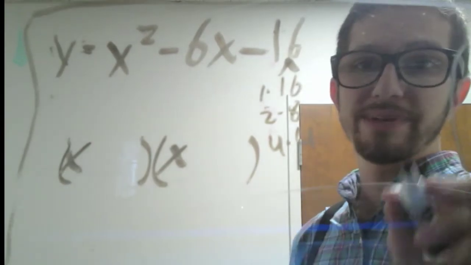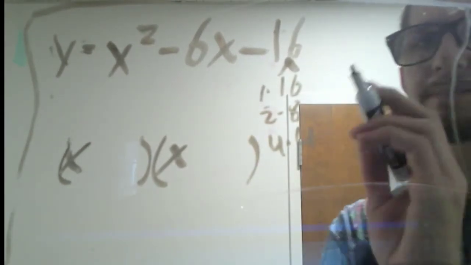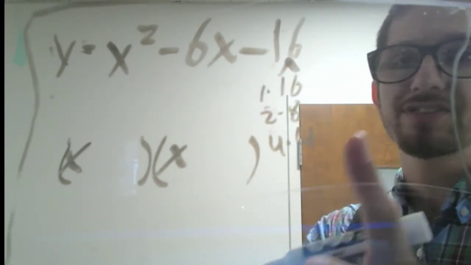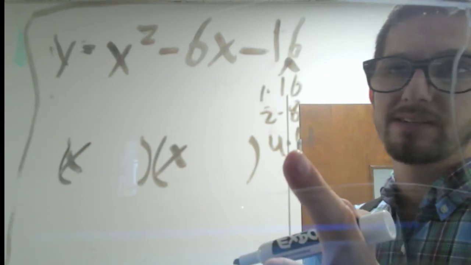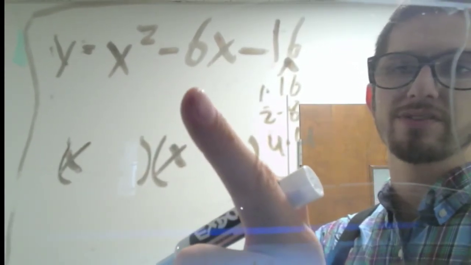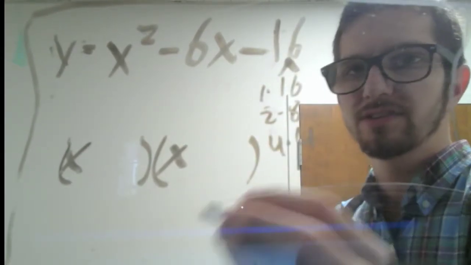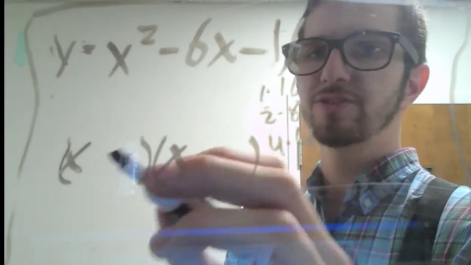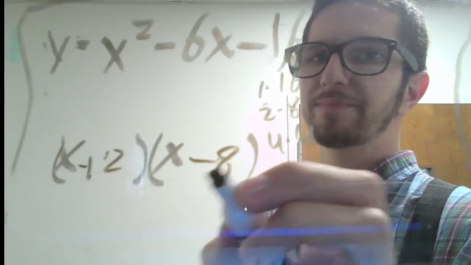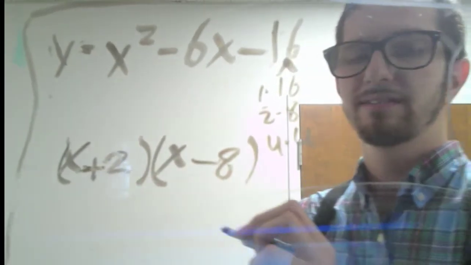How can these numbers be combined to give me 6? Well, 16 minus 1 does not, nor does 1 minus 16. 8 minus 2 gives me 6. But 2 minus 8 gives me negative 6, which is what I'm looking for. So this has to be a positive 2 and a negative 8. So 2 minus 8 would give me positive 2 minus 8. And that should be our answer.